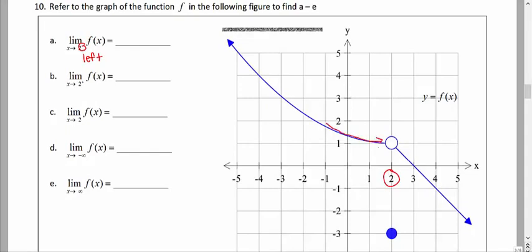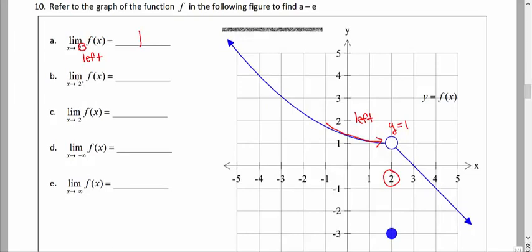from the left. As we approach that value from the left, what is the y value that we're getting close to? It looks like the y value that we are approaching is a y value of 1. So the left-handed limit, as x approaches 2 from the left, is a positive 1.